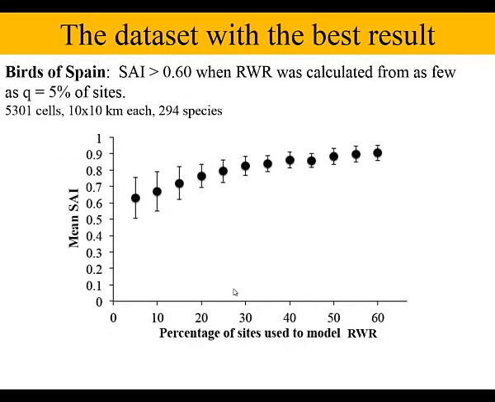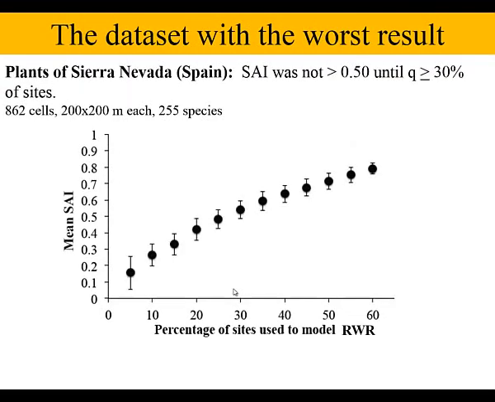And what do we find? Phenomenal results. So here the data set with the best results was birds of Spain, even with a 5% sample of sites. So 5% of these 5,000 cells. So we could take 250 cells and survey them, calculate RWR for those 250 cells, regress it on environmental variables, extrapolate that to the entire landscape, now select sites in that order, and we do fantastic. 63% of having full knowledge when we only have 5% knowledge. Quite amazing.